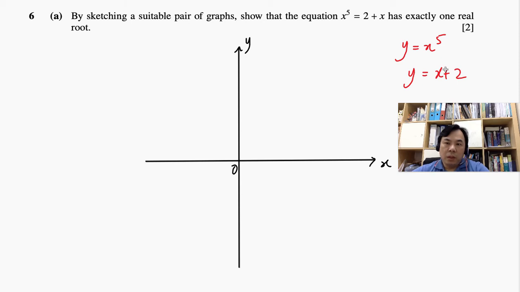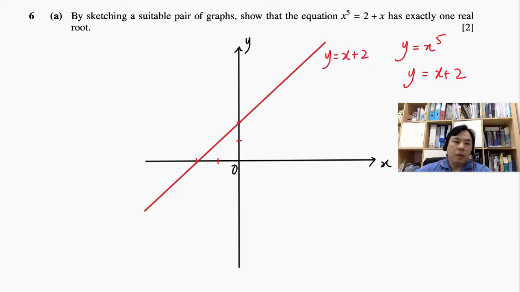Plotting the linear graph is quite easy. All you need to do is just 1, 2 roughly. Even though I did not draw with scale here, I'll try my best to draw it so that it looks logically correct. That would be my graph y equal to x plus 2. I hope that is clear at this point.